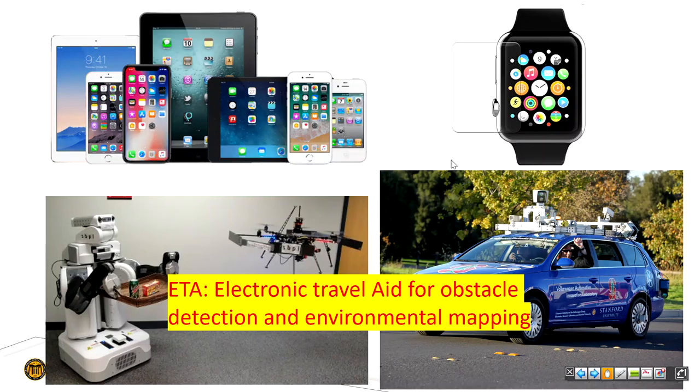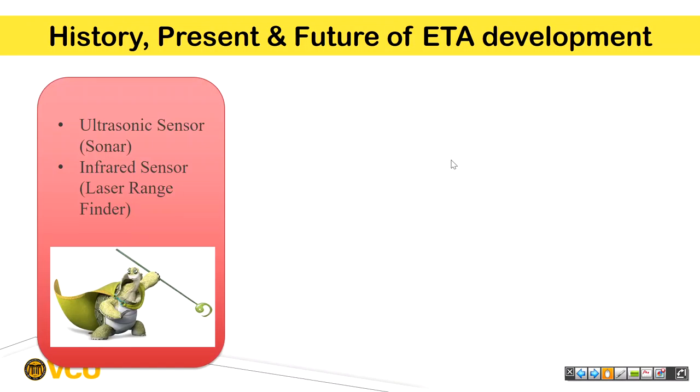So by transferring the technologies from robotics to human beings, the designed electronic travel aids are expected to have two functionalities. The first is obstacle detection, and the second is environmental mapping and navigation. The basic function of electronic travel aids is to transform the signals received by the small sensors into other forms of signals that are recognizable by blind users, such as audio feedback or tactile cues.